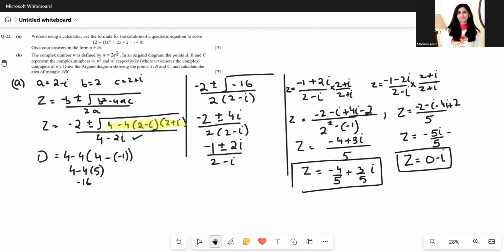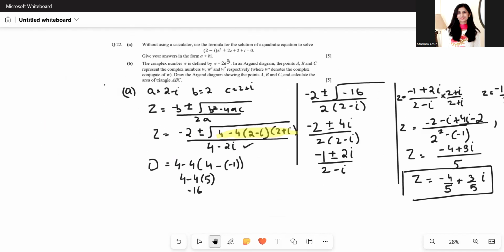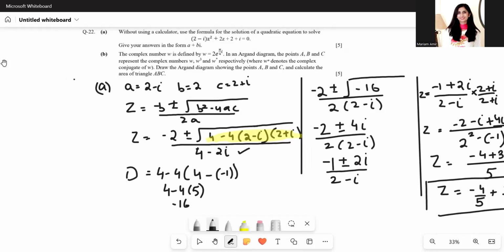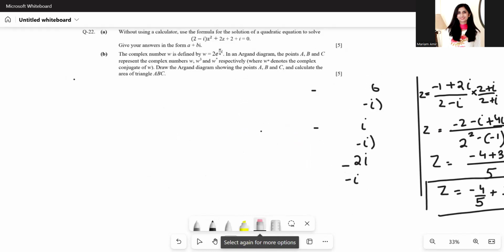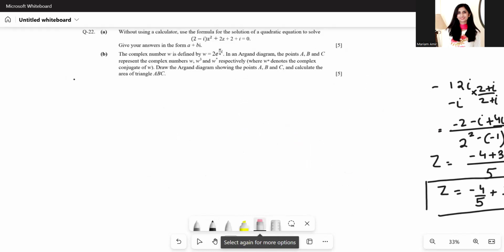Moving on to part B. The complex number W is defined by W equals 2e to the power pi by 4 iota. In an Argand diagram, the points A, B, C represent the complex numbers W, W cubed, and W conjugate respectively, where W conjugate denotes the complex conjugate of W. Draw the Argand diagram showing points A, B, C and calculate the area of triangle ABC. All right, so let's start by writing W. I'm going to use De Moivre's theorem to find W cubed.